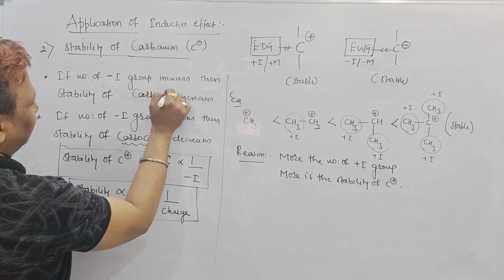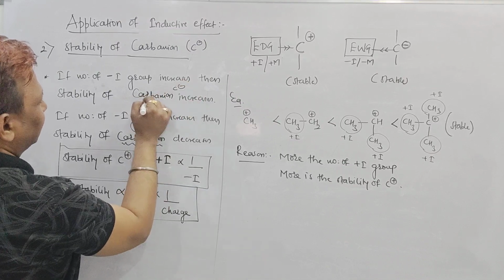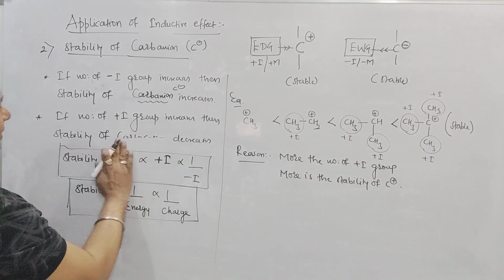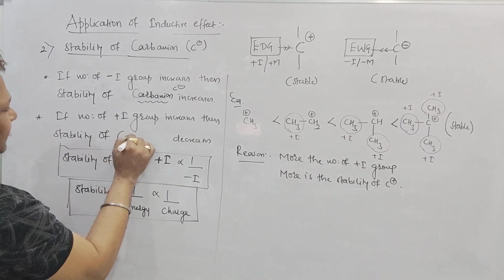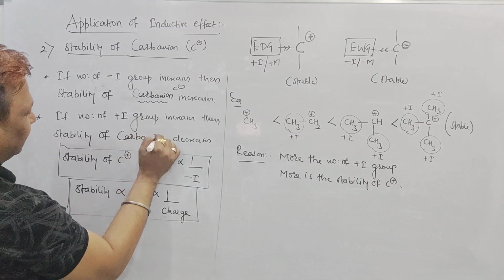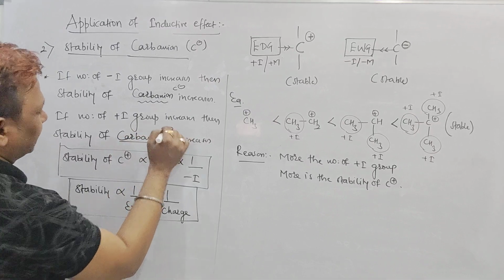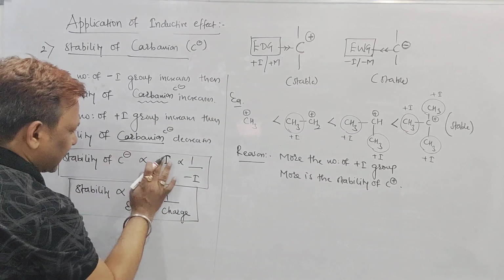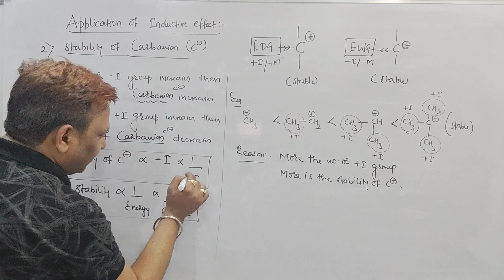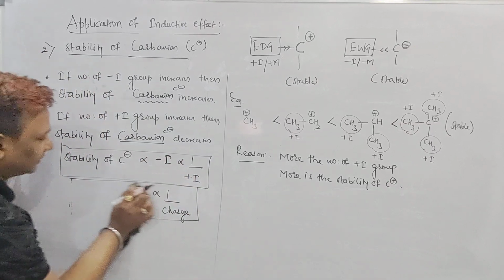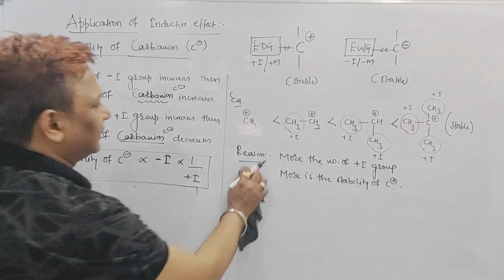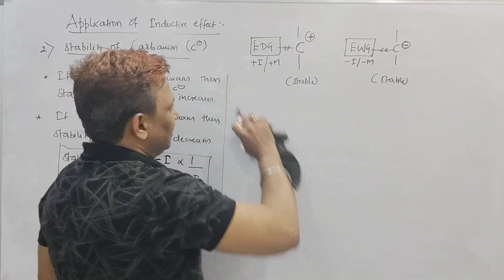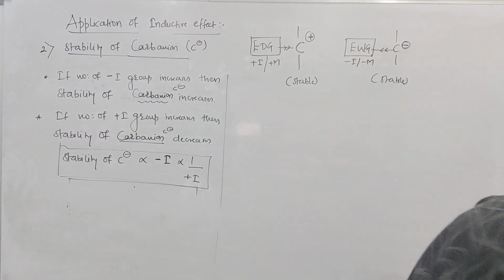Stability of carbanion, C negative, beta, increases. If the number of plus I groups increases, the stability of carbanion decreases. Stability of carbanion, that is C negative ion, decreases. So stability of carbanion is directly proportional to minus I but inversely proportional to plus I. See, beta, this is the example we will see here now. For carbanion, I will give the example for the carbanion, beta.